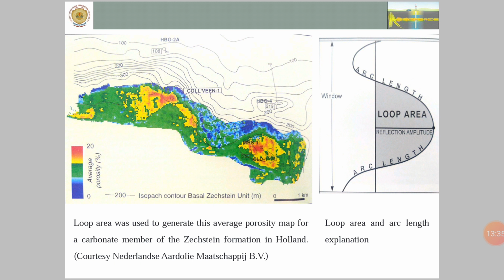In this case, the red color shows that the highest average porosity is 20 and the lowest average porosity is 0, which is shown by blue color. When we impose the porosity map on the time structure, we can understand, in conjunction with the time structure, the place where we have high porosity. In this case, the red and yellow are the high porosity sections which can be found out.